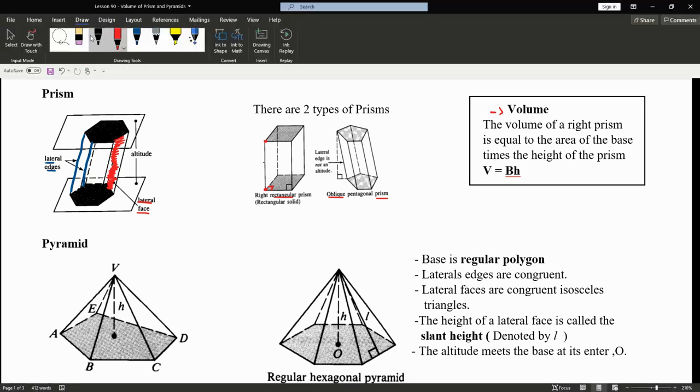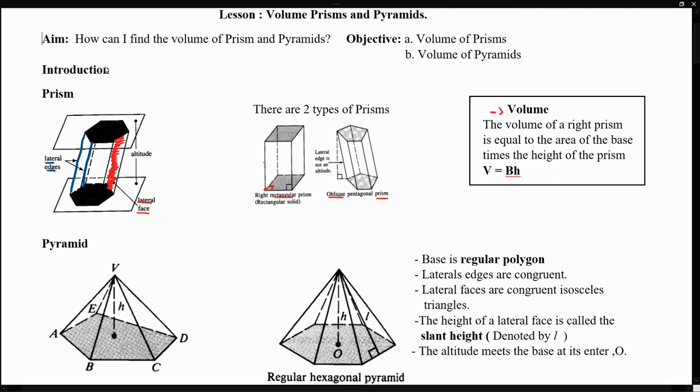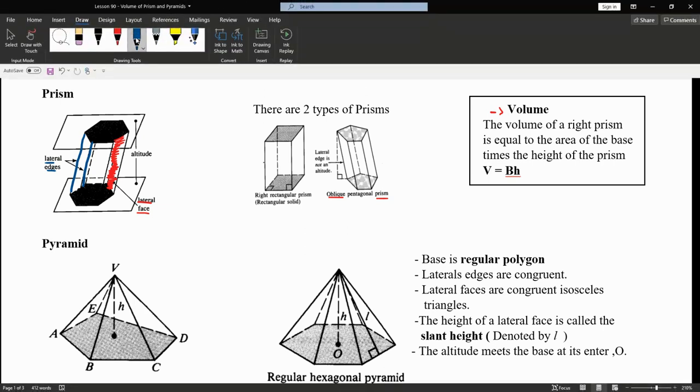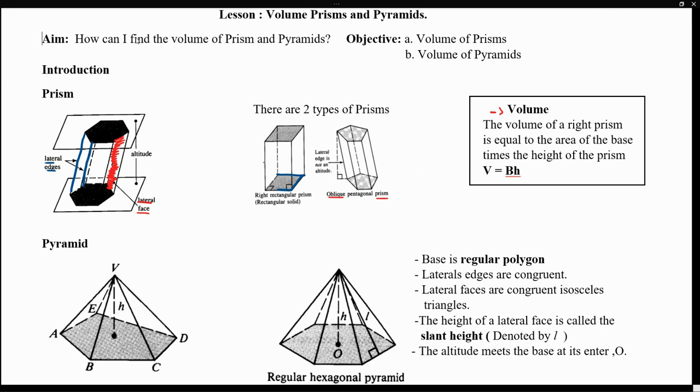So if we have any prism, let's take into consideration this prism right here. The way that we can define the volume of this prism is to first identify the area of the base. So if we're able to find the area of the base, which we're going to refer to as just upper B, and then we multiply by the height of this prism, if we multiply those two, we're just going to get the volume of the prism.